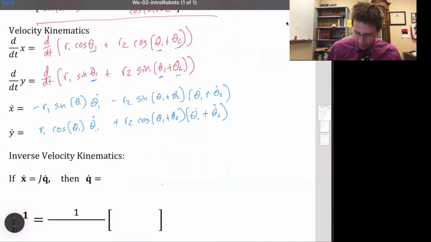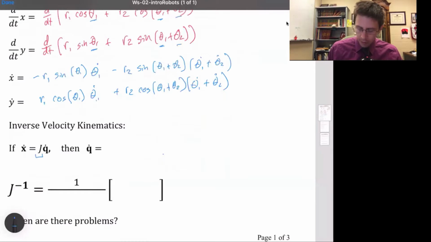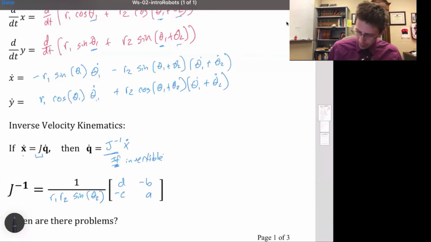If we want to invert that, what we did is we took something called the Jacobian, which was the first order derivatives, and that represents how changing joint velocities change our end effector velocities. And so if we want to go the other way, then we just take the inverse, theta dot equals J inverse times x dot, if this is invertible. And in this case, the inversion isn't too hard to write out. We derive that as 1 over r1 r2 sine theta 2 times, we just took the original Jacobian, flipped these and inverted the signs on this diagonal.